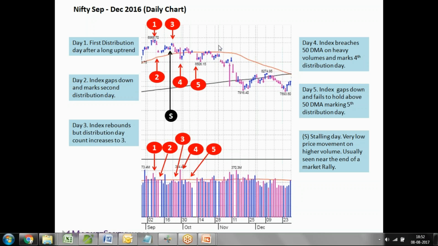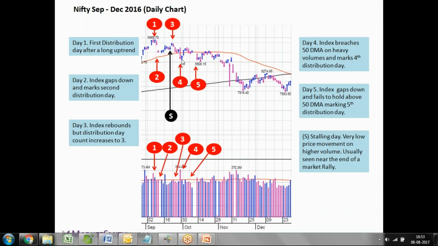Like we mentioned earlier, that is the kind of threshold that we look for. 5 distribution days in a span of 5 weeks is indicating that the market might be entering into a downtrend. So if you just look at this chart, we have seen many other signals apart from distribution days as well. You can see there is a gap down day. You can see there is one more gap down day here.